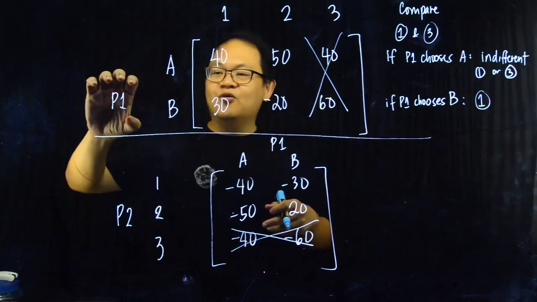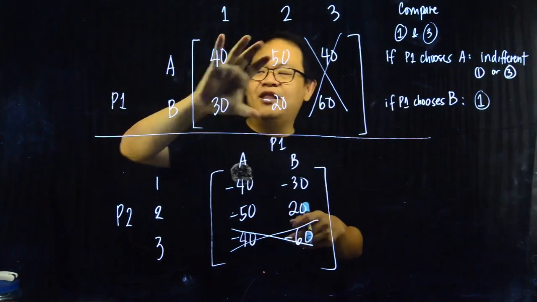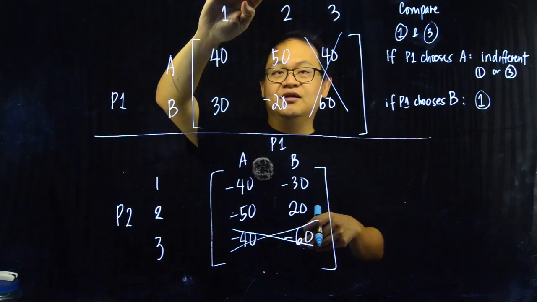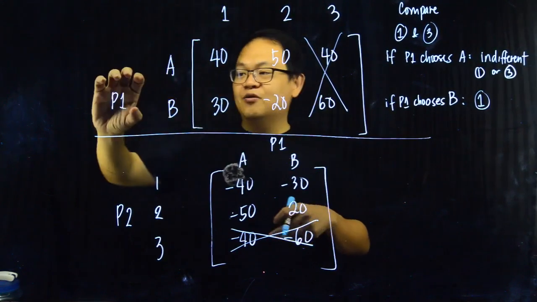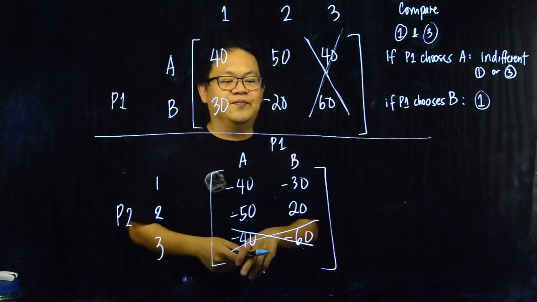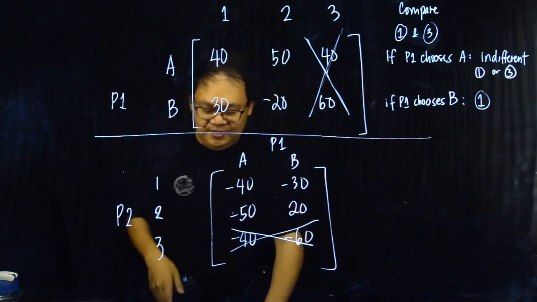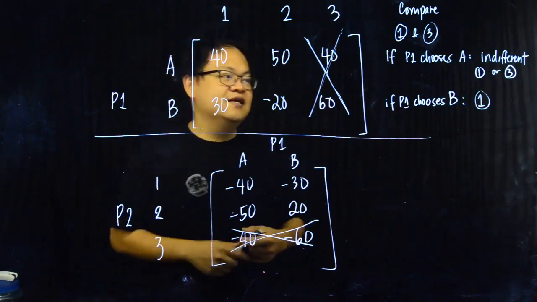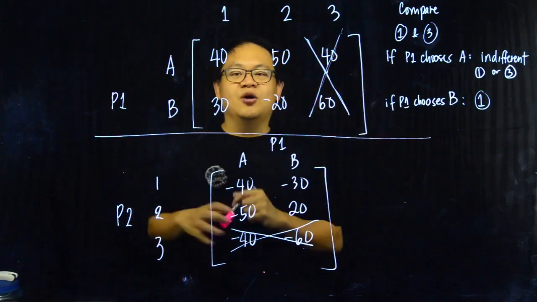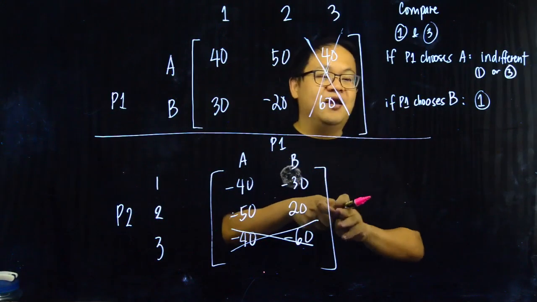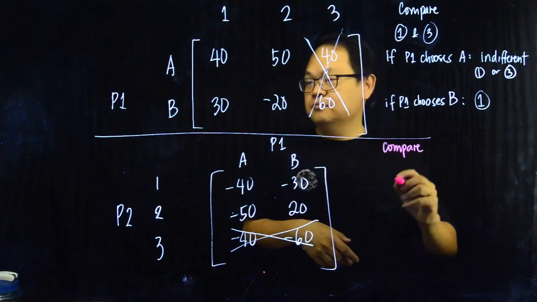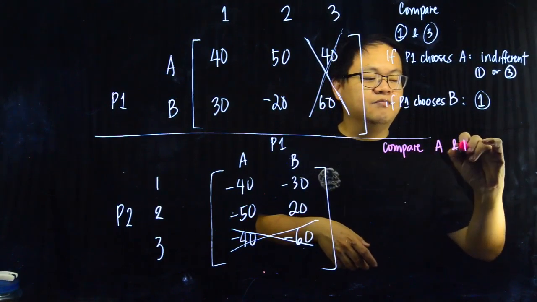Technically, from player 2's point of view, negative 40 and negative 60 is cancelled. But because player 1 knows this payoff table and also knows that player 2 is rational, selfish, and greedy, player 1 also knows that this column is dominated. Okay? Next. Now, because strategy 3 is dominated, we can now compare A and B.